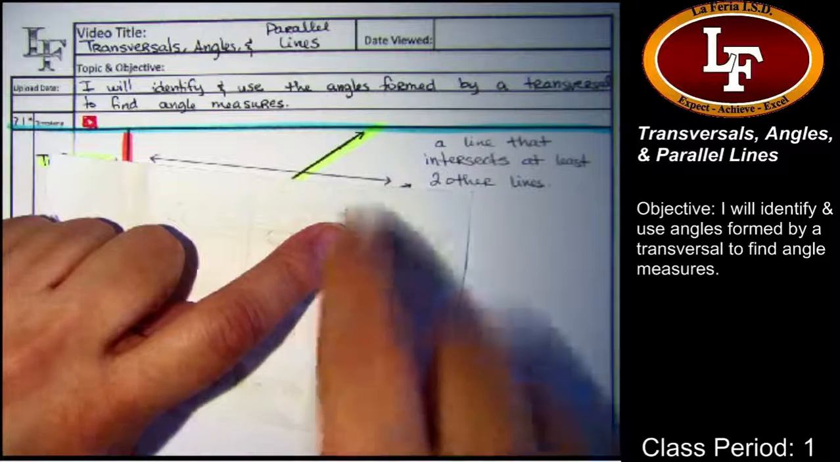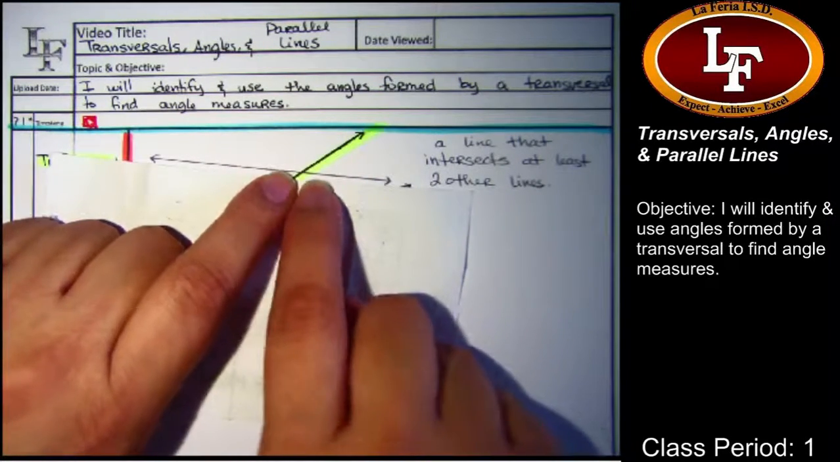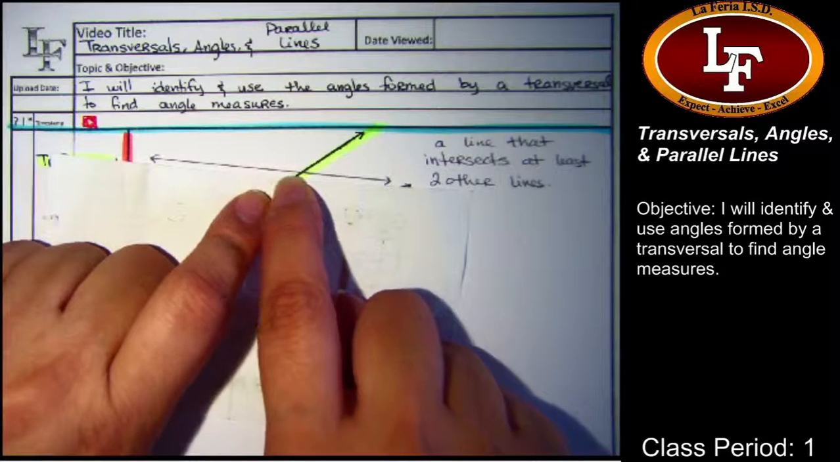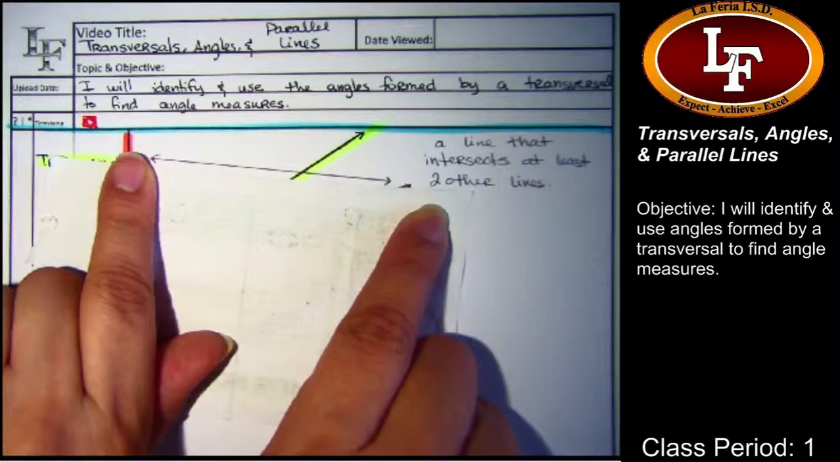A ray. It definitely has rays. From this point this way is a ray. Definitely has rays. And look, we have opposite rays, right? They start at this one point and they go in opposite directions to make a line. So you have some opposite rays.